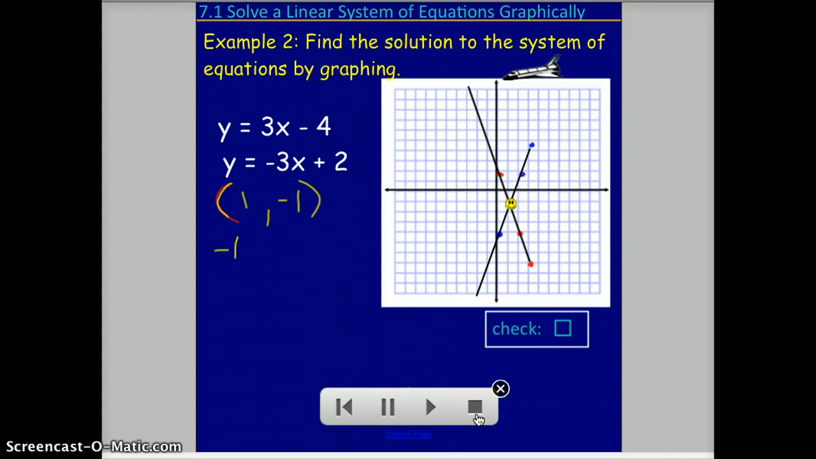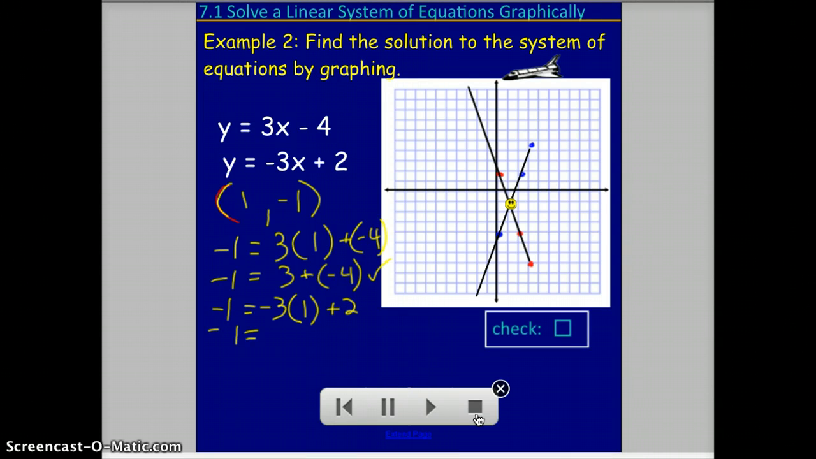So we're going to check it by plugging it into both of the equations. They both have to be true. And therefore, once we determine that it's a true statement, we can say check for that. And now we input it into the second equation. -3 times 1 is -3, plus 2 is -1, and so -1 equals -1. Therefore, our check over here is true, and our solution of the point 1, -1 is the solution for this linear system right here.